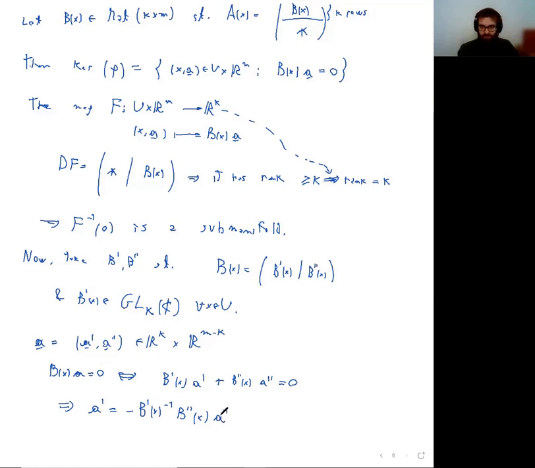Yeah, you can take this one to be a basis for R^(m-k), and then this part is given to you by this formula. So we have A_1, ..., A_(m-k), independent solutions. Okay. And they generate the kernel.